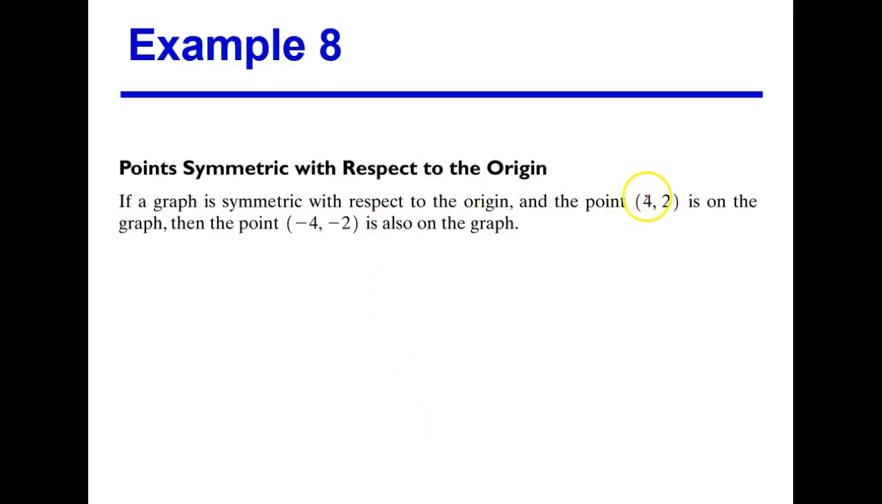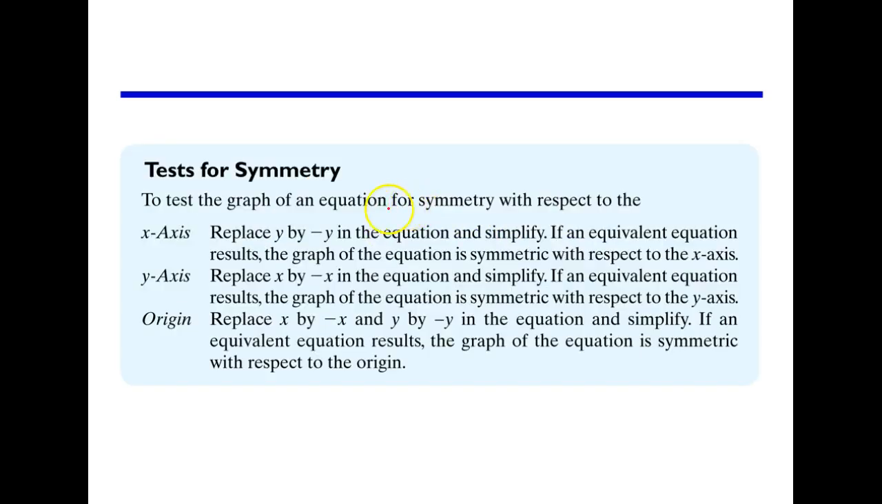Okay, so here's my example. I've got the point (4, 2), so I know that the point (negative 4, negative 2) is also on my graph if it's symmetric about my origin.